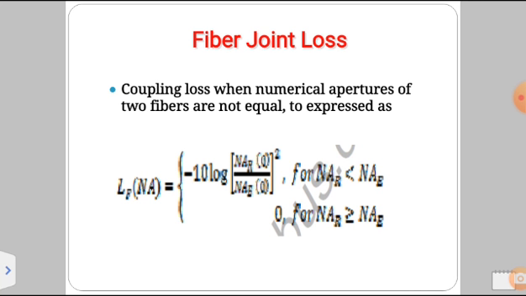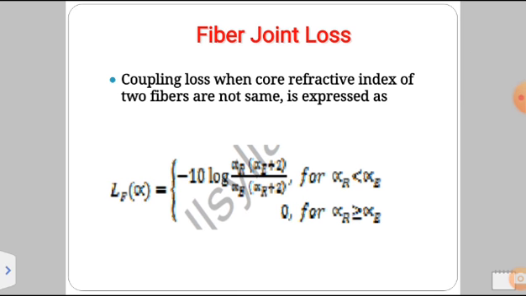So this is the value if it is less than that. If it is more than that, then it is said to be 0, and numerical aperture doesn't play any role here. That means we have to design in such a way that the numerical aperture of the receiving end of the fiber must be more than the numerical aperture of the emitting end of the fiber.